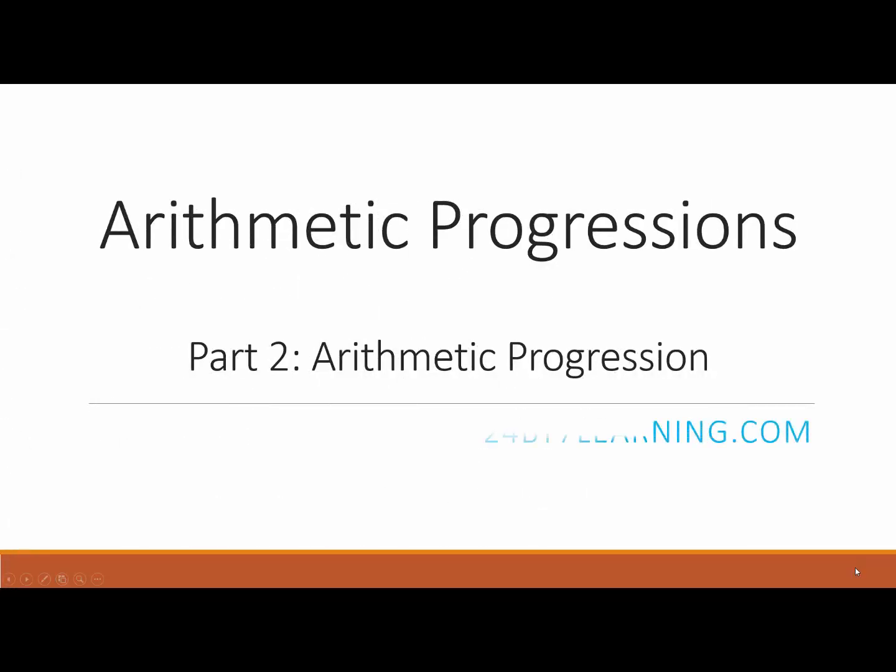Hi there. In our last section, you learned about the different types of sequences. In this section, you are going to learn about arithmetic progression, how to find the nth term of an arithmetic sequence, and properties of arithmetic sequences or progressions. So let's begin. Arithmetic progression.